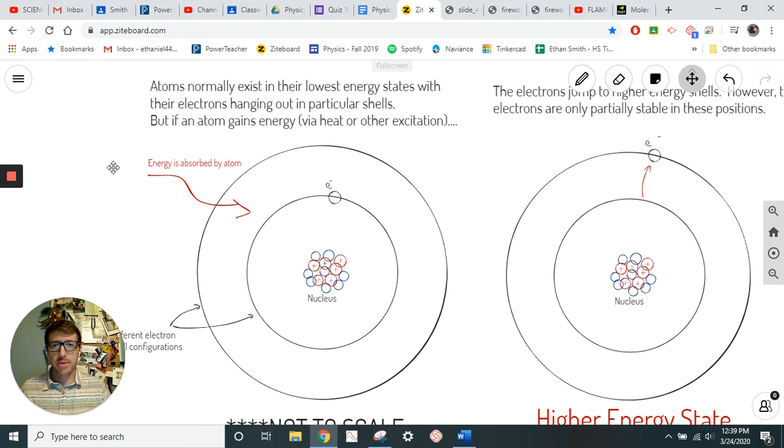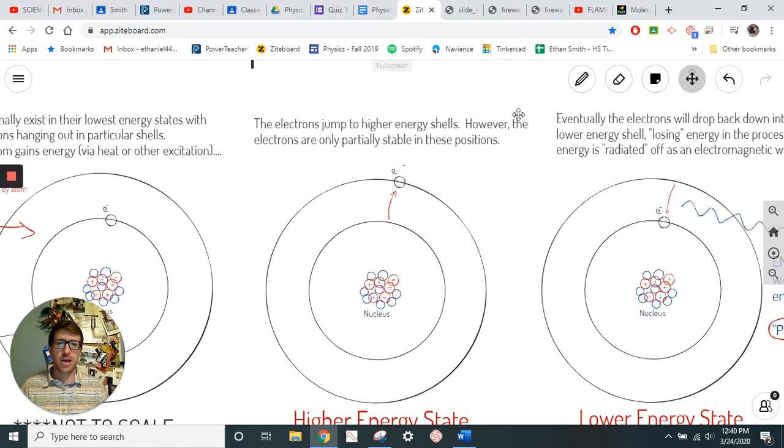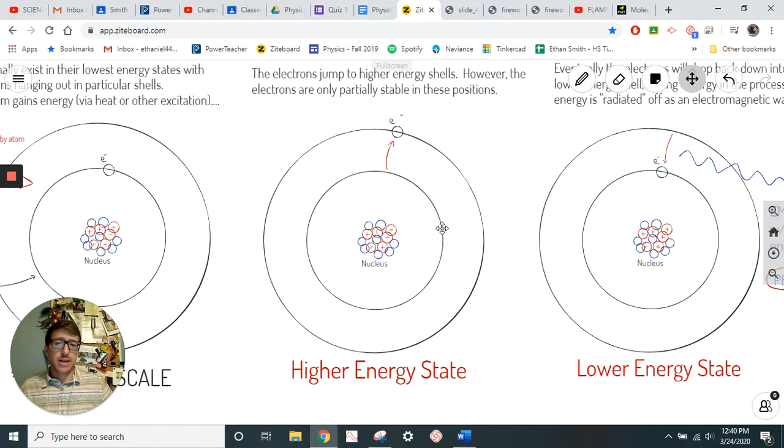But if this atom gains some energy, if some energy is absorbed by the atom in some way, the energy could be in the form of heat, or it could be in the form of another excitation, which we'll talk more about later, right? But if that atom absorbs energy, then in order to hold on to that energy, this electron will actually jump up into a higher energy shell. Essentially that means the atom is in a higher energy state. It currently has more energy than it had before. It's absorbed it, and the energy is stored in this electron being in a farther out shell.